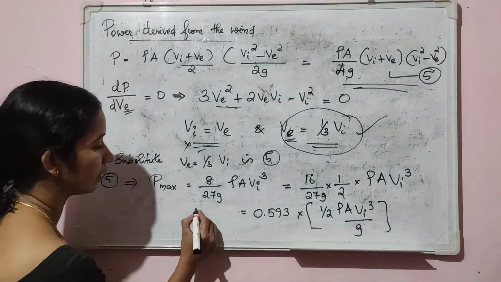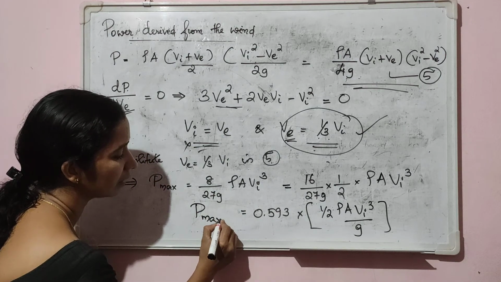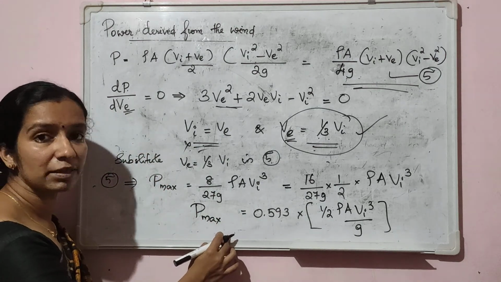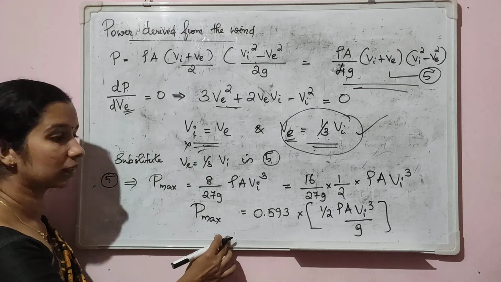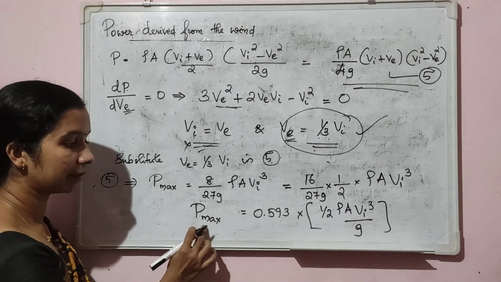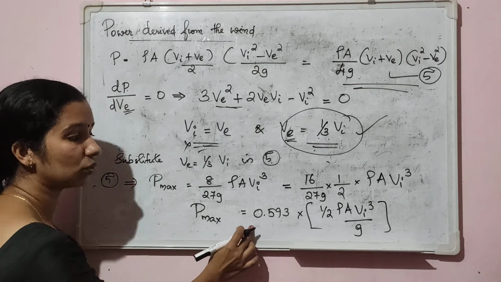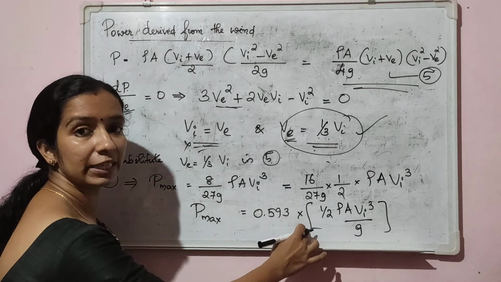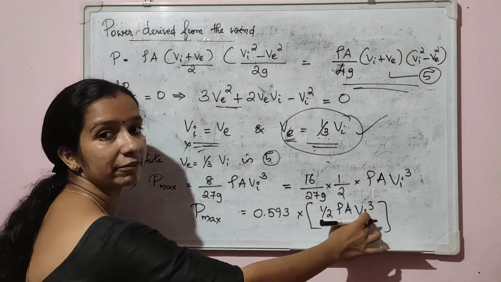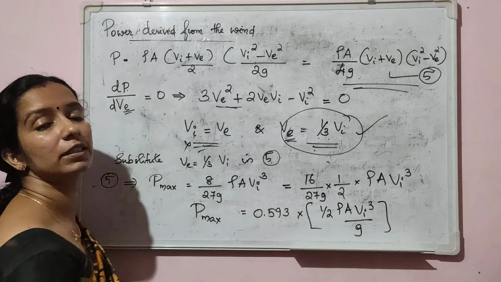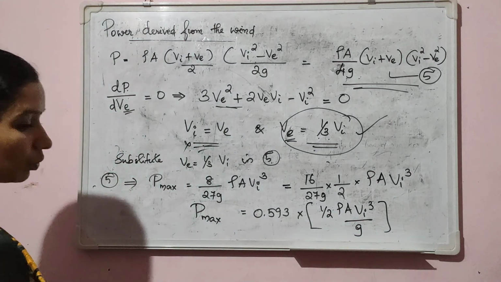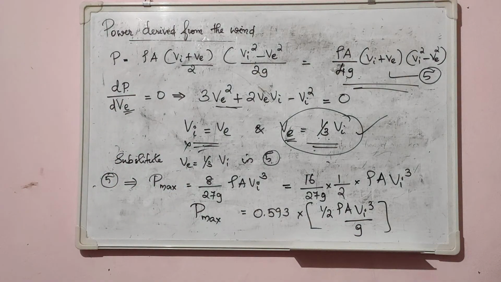Here we have written the equation for maximum power output from the wind. We have got the maximum power output as 0.593 into the power available in the wind, power contained in the wind. So the maximum power output is 0.593 times, or 59.3%, of the power available in the wind.